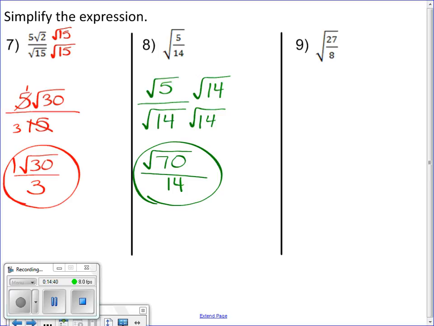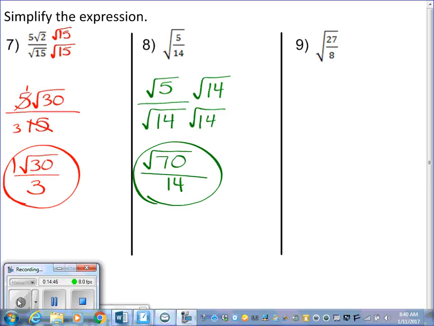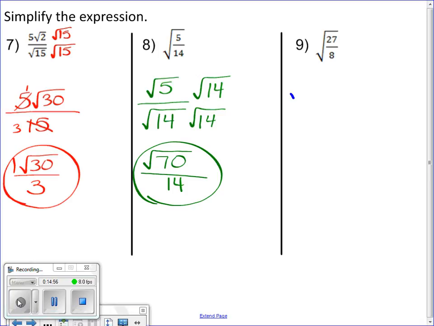Why don't you guys try number 9 on your own? Giving you guys the hardest one. All right, guys, take a look at number 9. If you follow the steps I try to lay out for you. All right, following the steps I laid out. So first thing is let's split it apart, which I think most of you did just fine. So we did radical 27 over radical 8.